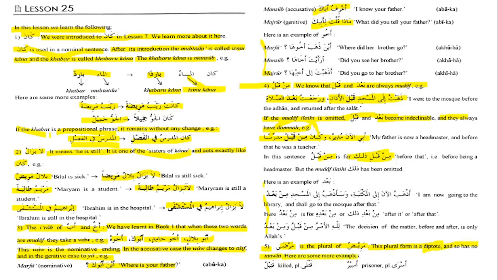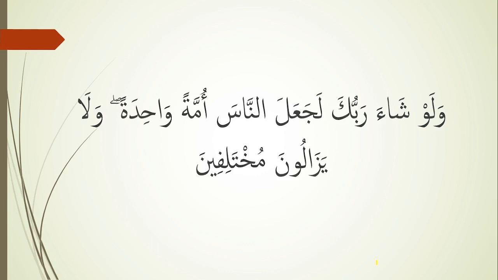Here are some more examples of plurals on this pattern, fa'ala. So you have qatla coming as the plural of qatil, a killed person, and people that were killed. And then asra coming as the plural of asir, prisoner, prisoners. Alright, so let's take a look at this verse.